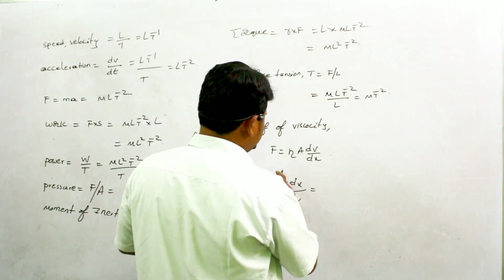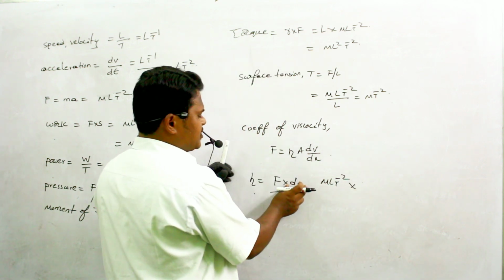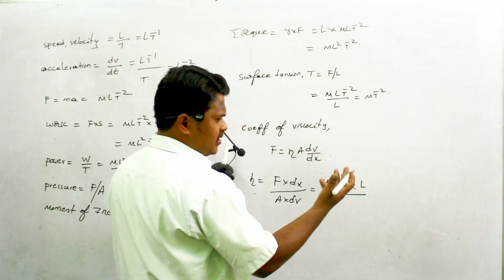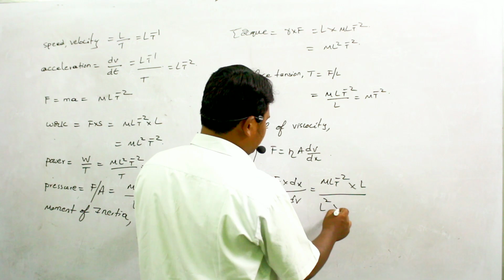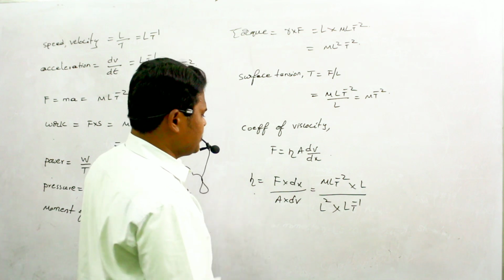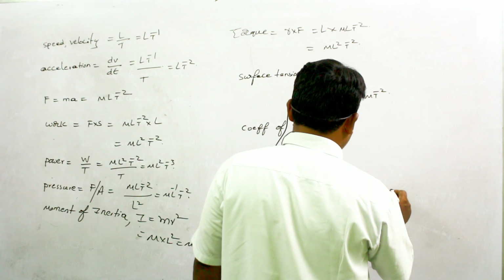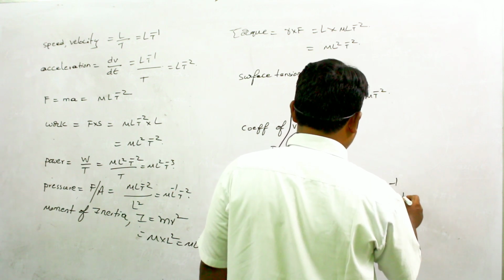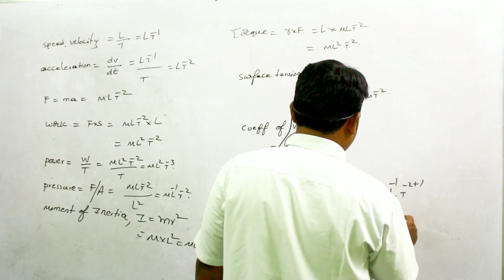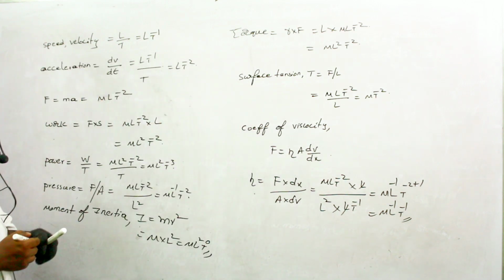The dimension of F we know is M L T power minus 2, the dimension of dx is nothing but the distance between two layers which is L, A is the area of the layers in contact which is L square, and dv is the change in velocity, L T power minus 1. So this L and this L get cancelled, and I can write it as M L power minus 1 T power minus 2 plus 1. So M L power minus 1 T power minus 1 should be the dimension of coefficient of viscosity.